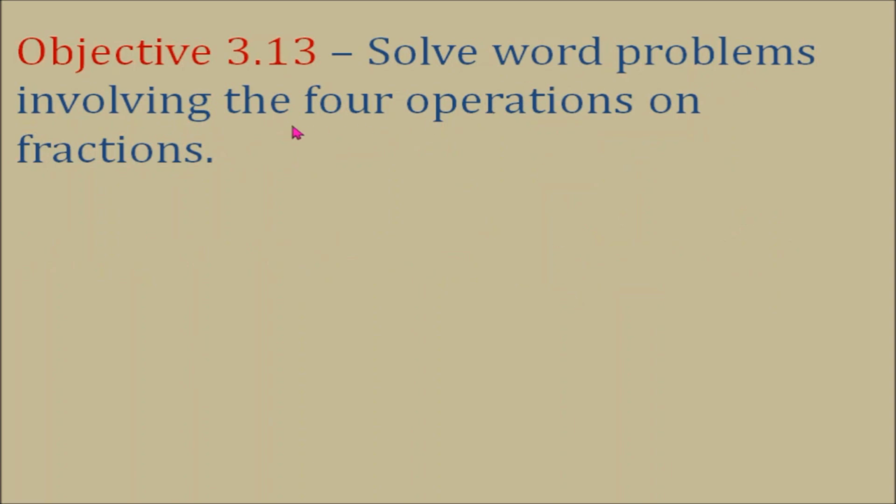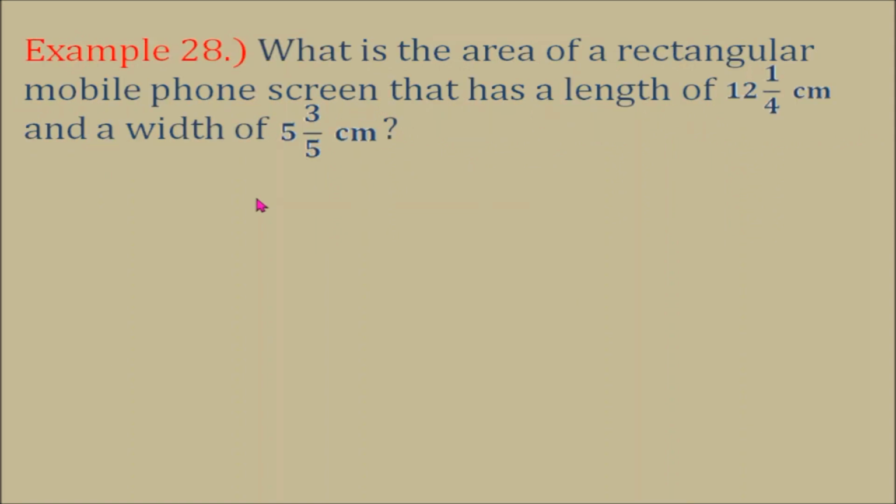Objective number 13. Solve word problems involving the four operations on fractions. Example number 28. What is the area of a rectangular mobile phone screen that has a length of 12 1/4 cm and a width of 5 3/5 cm? How do we solve this problem? Yes, we are going to multiply, since we are asked to find the area of a rectangular mobile phone screen. So that's 12 1/4 times 5 3/5.